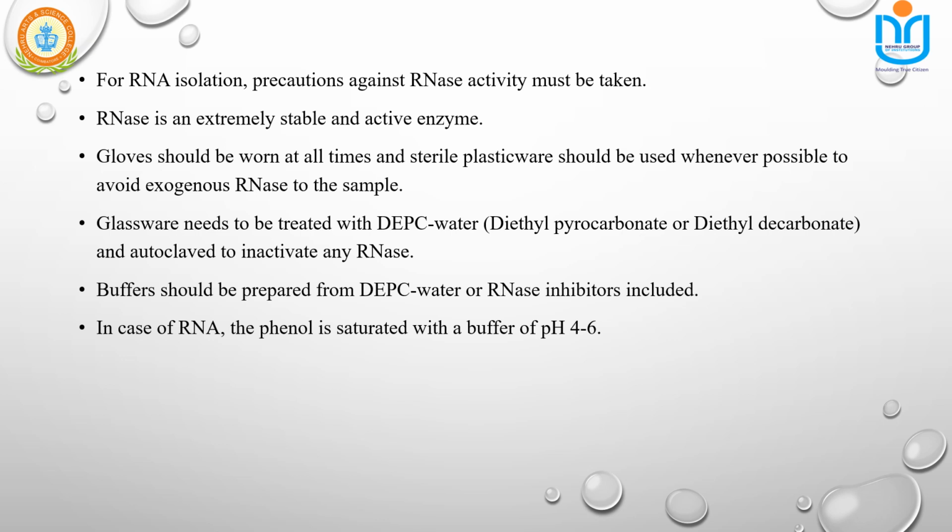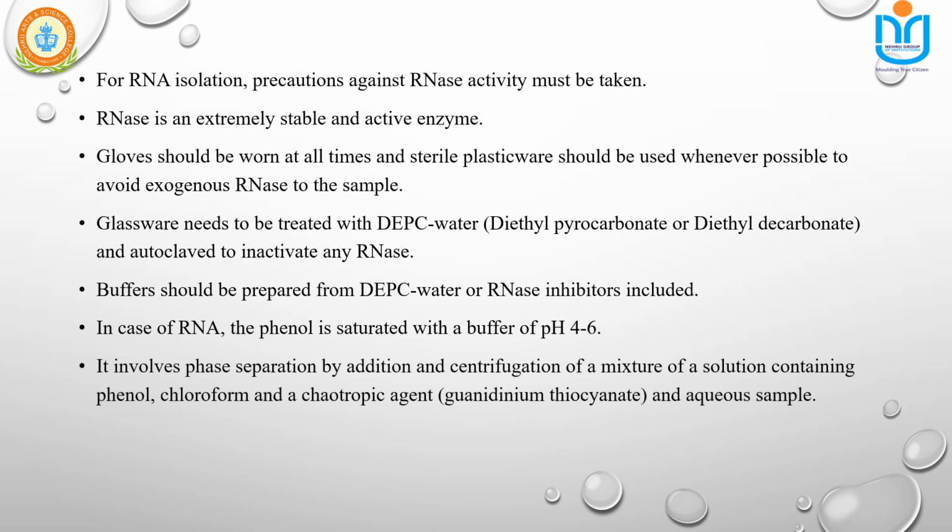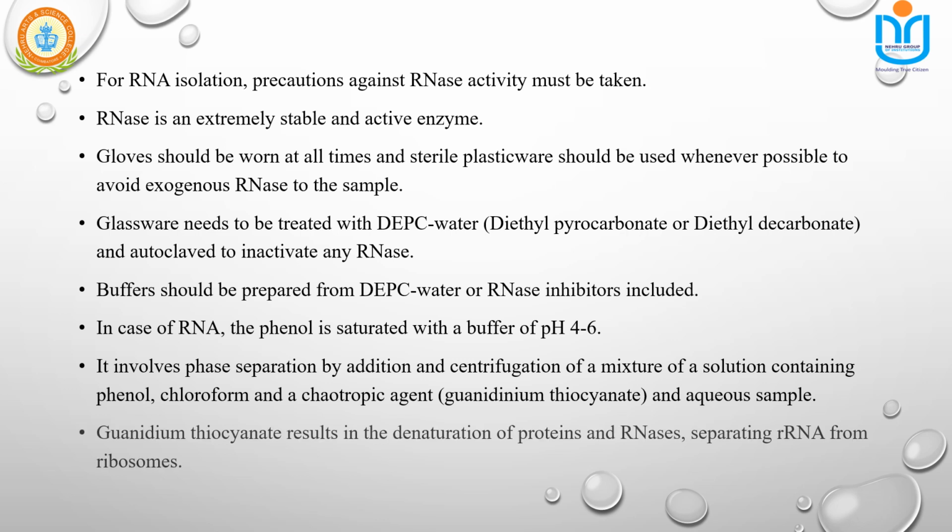In case of RNA, the phenol is saturated with a buffer of pH 4 to 6. It involves phase separation by addition and centrifugation of a mixture of solution containing phenol, chloroform and a chaotropic agent, guanidinium thiocyanate, and aqueous sample. Guanidinium thiocyanate results in the denaturation of proteins and RNAs, separating RNA from ribosomes.